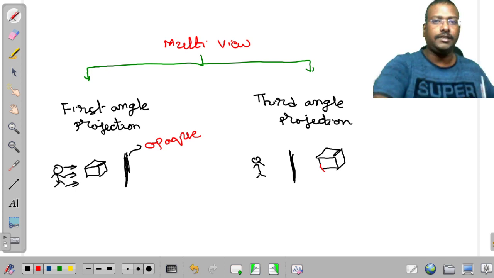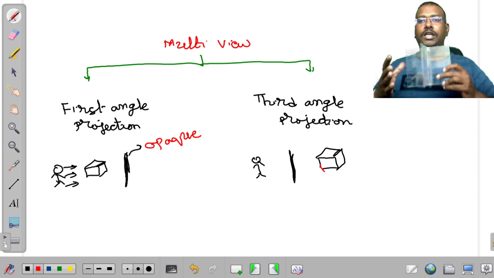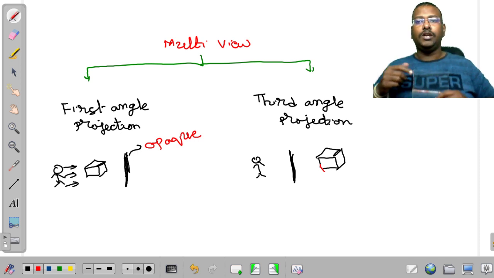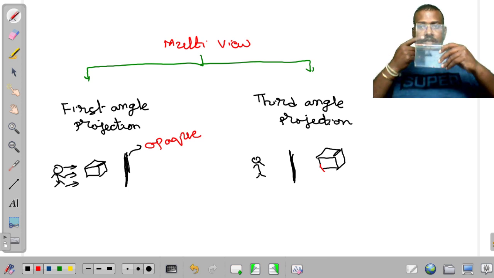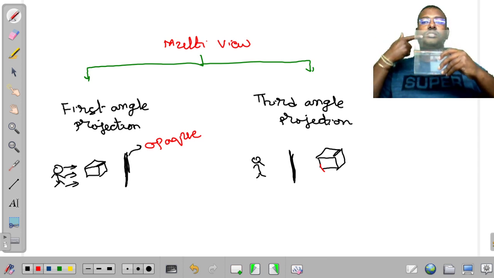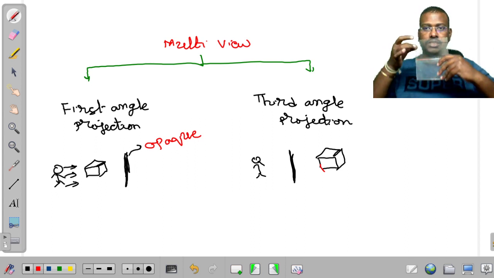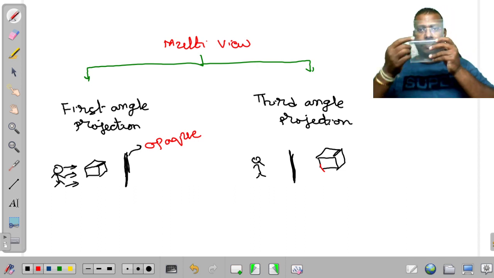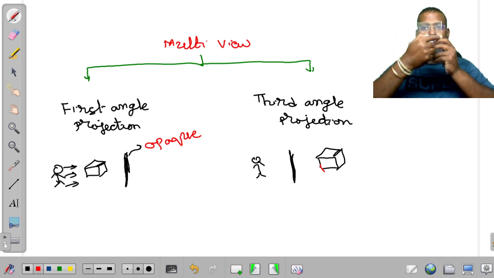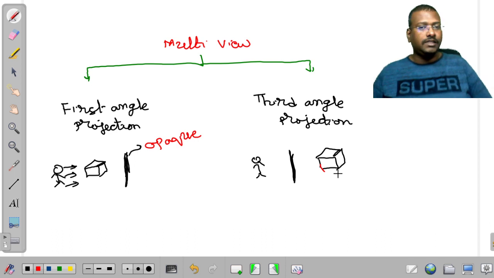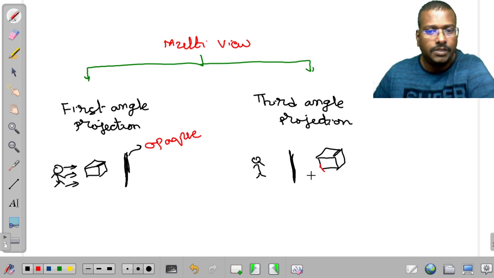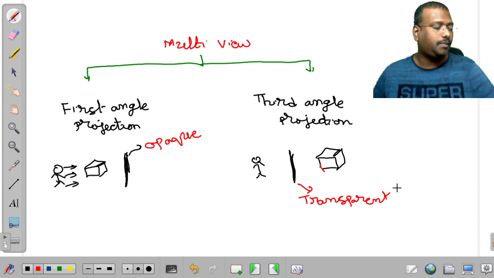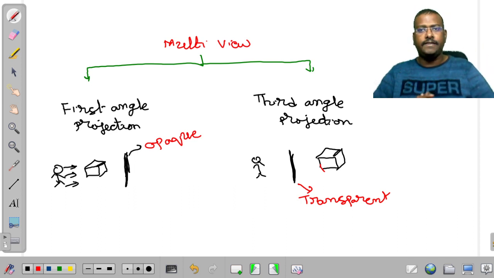So let us consider this case. Sir, this is transparent. Can you observe what is the words written here? Yes, you can observe what is written here. Sir, this is transparent, we can view what is behind it. You are the observer here, this is the object, and this is the principal plane. Whatever it is there, they can draw it. This is the picture of this particular person. So whenever it is a third angle projection, this principal plane should be transparent. Good, sir. These are about first angle and third angle projection.